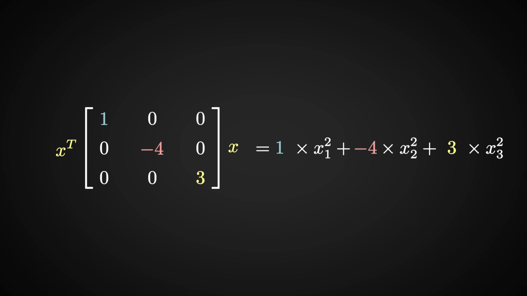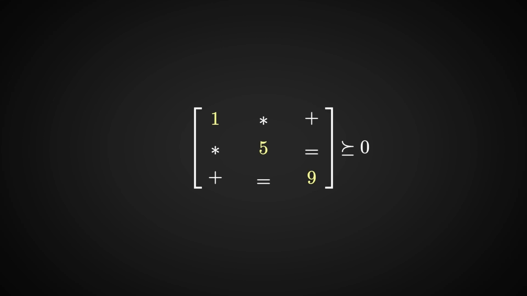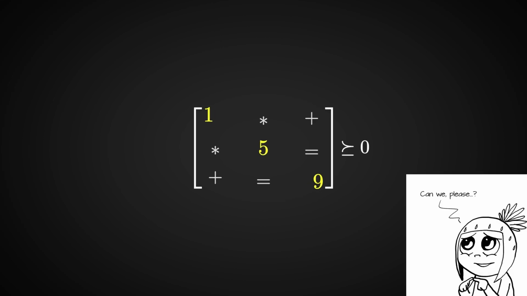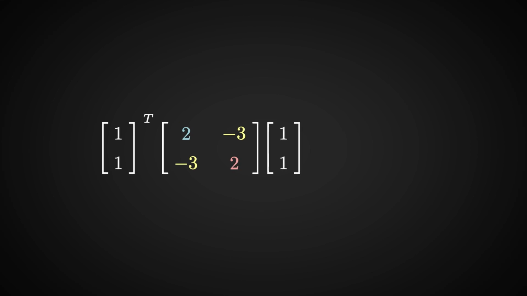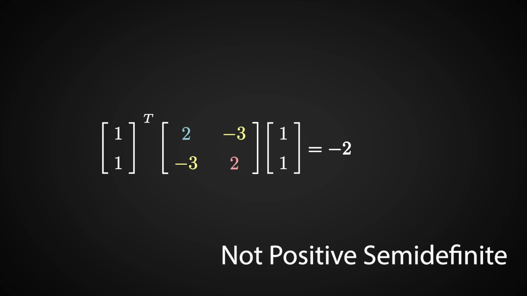And here you might wonder if that characterization is true for non-diagonal symmetric matrices as well. To know if a symmetric matrix is positive semi-definite, can we just check if the diagonal entries are non-negative? This is actually false. For example, this symmetric matrix has positive diagonal entries, but you can easily check that when you multiply by the vector 1, 1 from the left and the right, which corresponds to, and this is a good trick to know, summing up all the entries of the matrix, you get -2. So this matrix is not positive semi-definite.